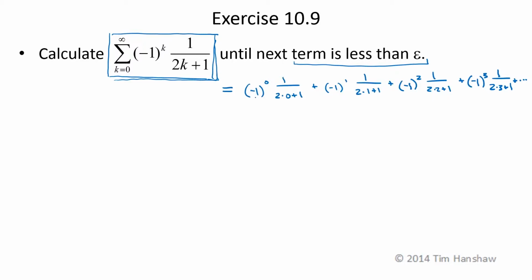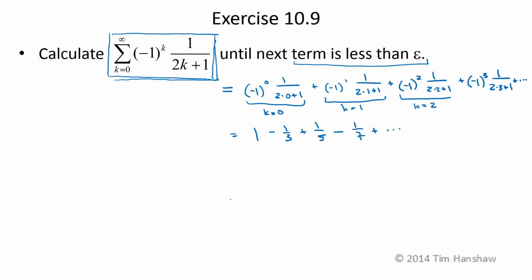So this term, when k is equal to 0, becomes 1 over 1, which is just 1. Our next term, when k is equal to 1, I get a negative 1 times 1 over 3, so this is minus 1/3. When k is equal to 2, I get a negative 1 squared, which is 1 over 5, so plus 1/5. Negative 1 cubed is negative 1, so I'm going to subtract a number. 1 over 2 times 3 plus 1 is 1 over 7, plus a bunch of other stuff.